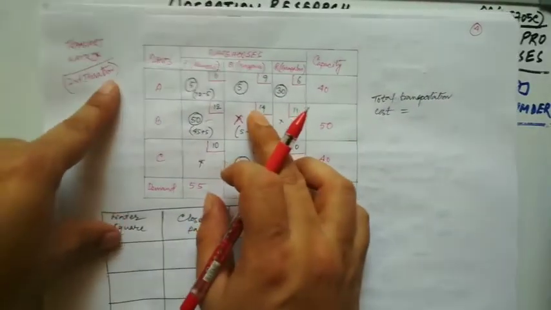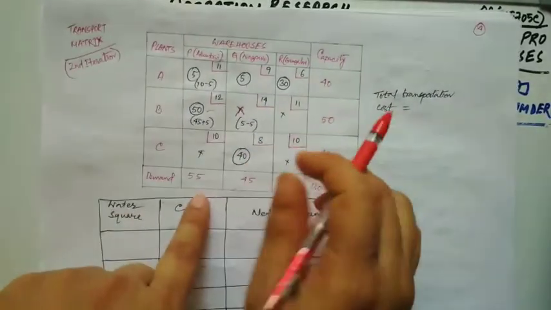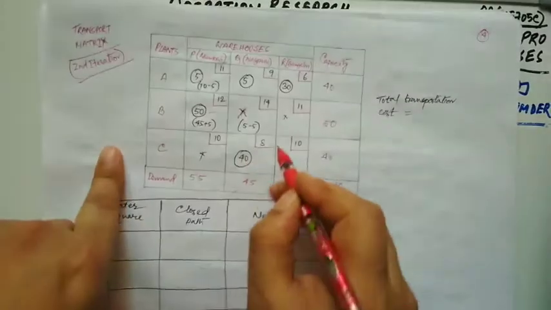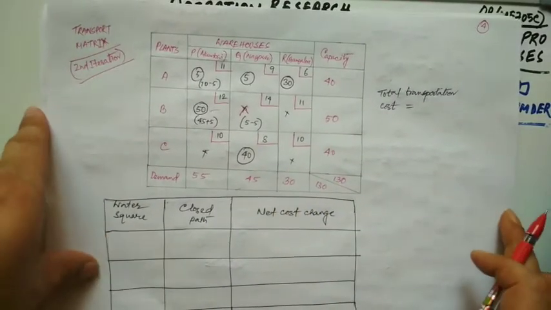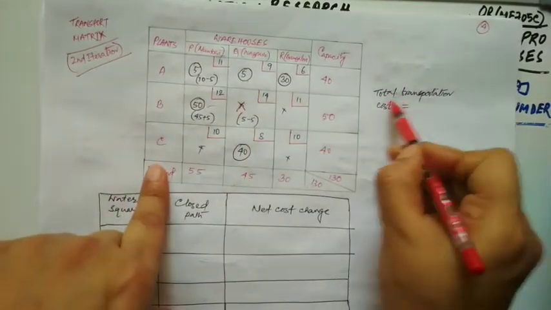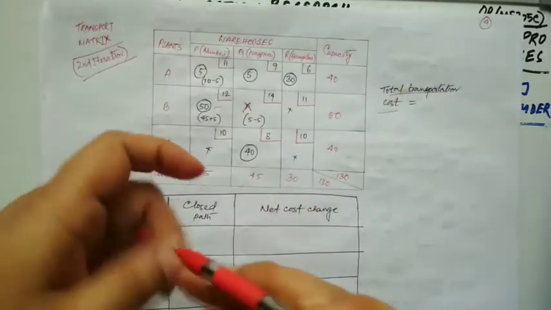Okay, so this is our next table. We have to calculate from here only whether this second iteration is optimal or not. First we have to calculate the transportation cost. After the second iteration, what will be the transportation cost?